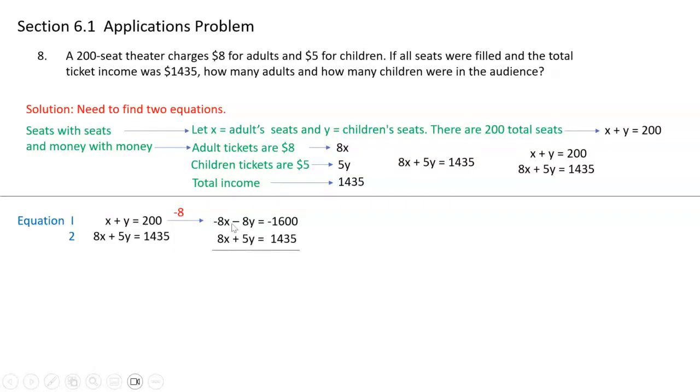Now we add them. If you notice, the x's were eliminated. So -8y plus 5y will give us -3y, and -1600 plus 1,435 will give us -165. We divide both sides by -3, I'm sorry about that. So y equals 55.